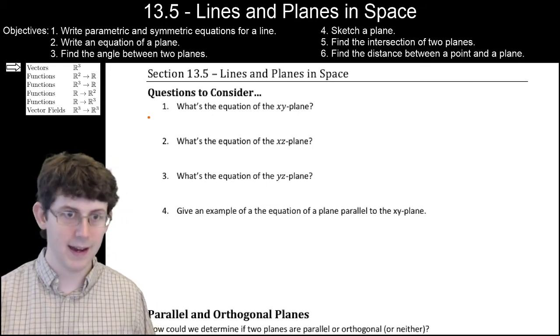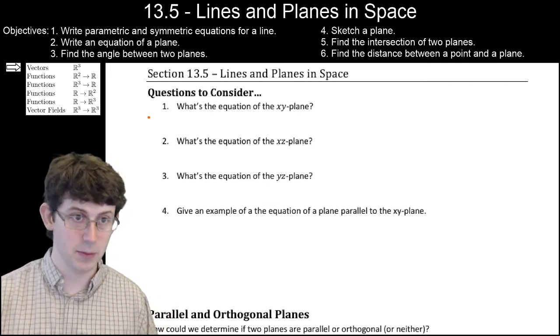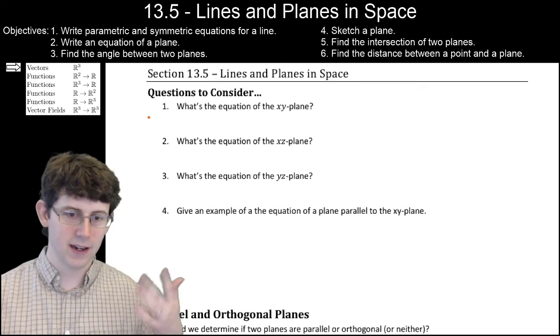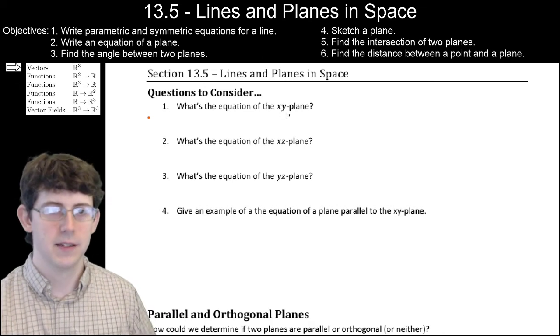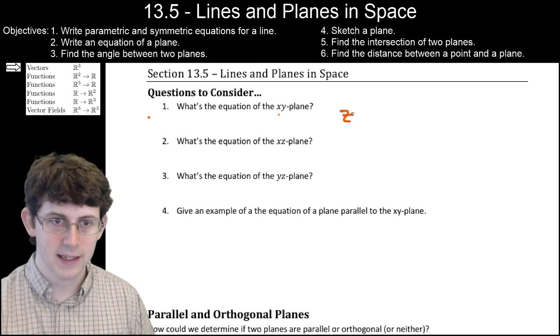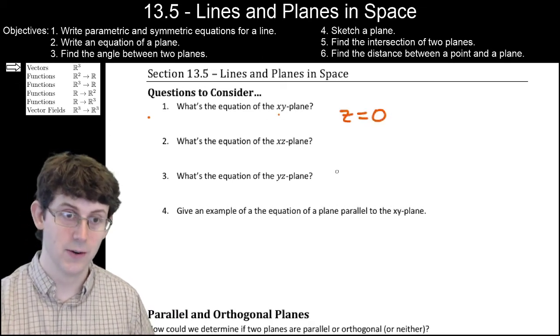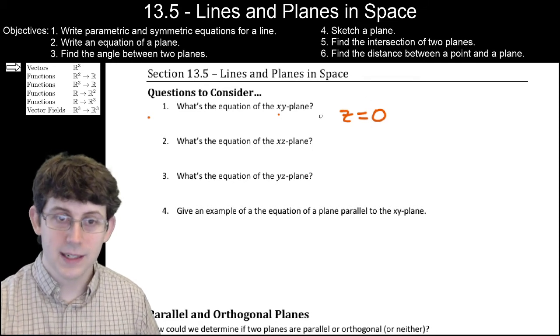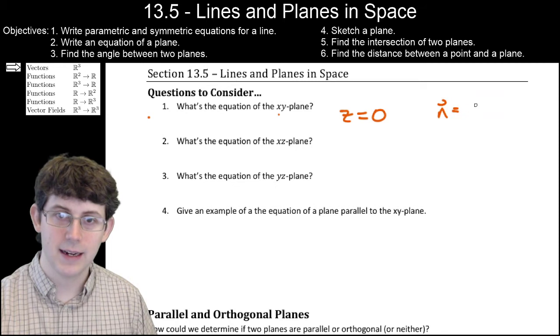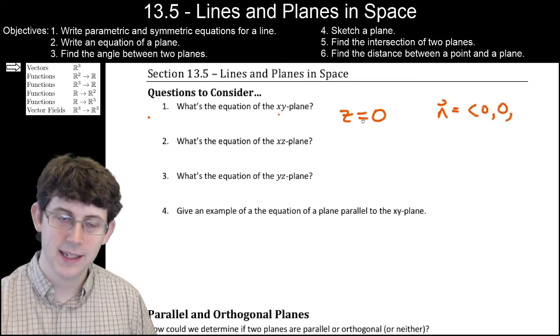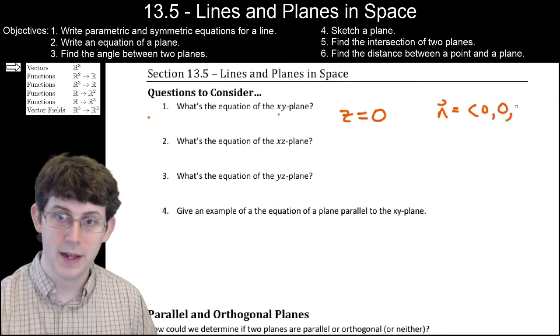Okay, so we figured out how to make equations for lines and equations for planes. Let's just figure out a couple of important planes, and then we'll try to do some more geometry with them. So the xy plane is all the points where z equals 0. You should notice that this shows you a normal vector. The x's got killed, the y's got killed, and the z has a coefficient of 1.